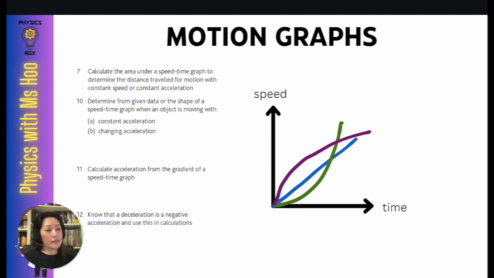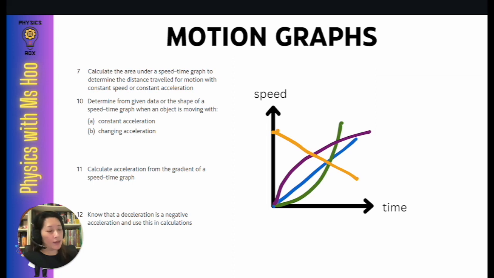Now all of these are still positive accelerations. In order to get negative acceleration, the gradient of the graph has to be negative. So for example, if you get a graph like this, here in this yellow graph, the gradient is negative, therefore it is moving with negative acceleration. So negative acceleration means when you do the calculation, you have to add a negative symbol in that value and use that accordingly. Why is it that gradient is acceleration?